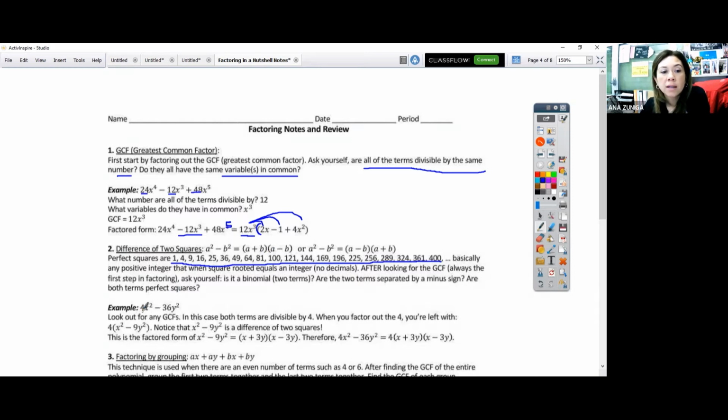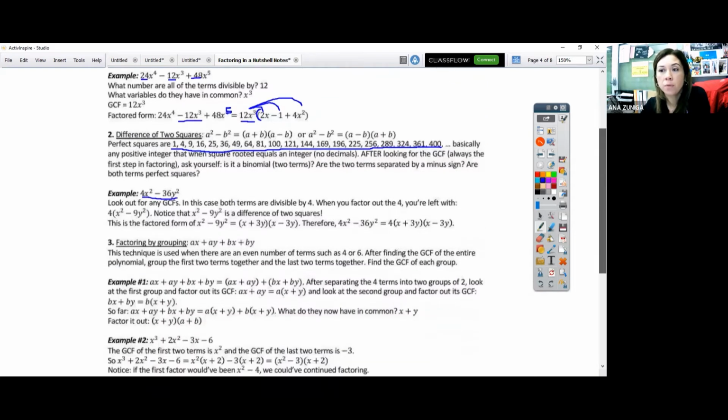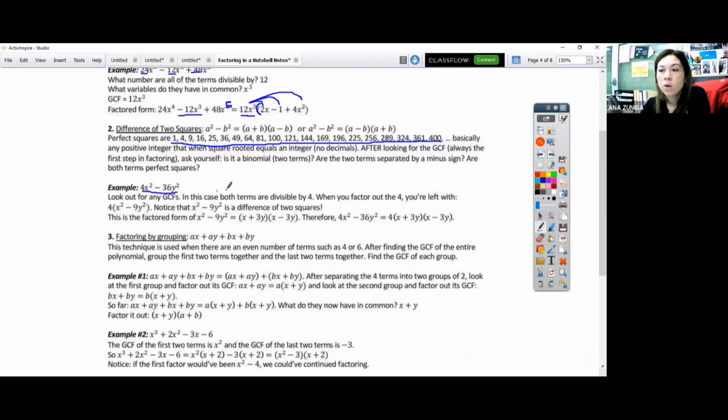So if you take a look at the example, 4x squared minus 36y squared, they're both divisible by 4. So you first always look for GCF. Remember, that was the first thing we talked about in the first type of factoring. Because they're both divisible by 4, I go ahead and factor out the 4. They do not have a variable in common, so the GCF is just 4. So now I'm left with x squared minus 9y squared. That is the difference of two squares.